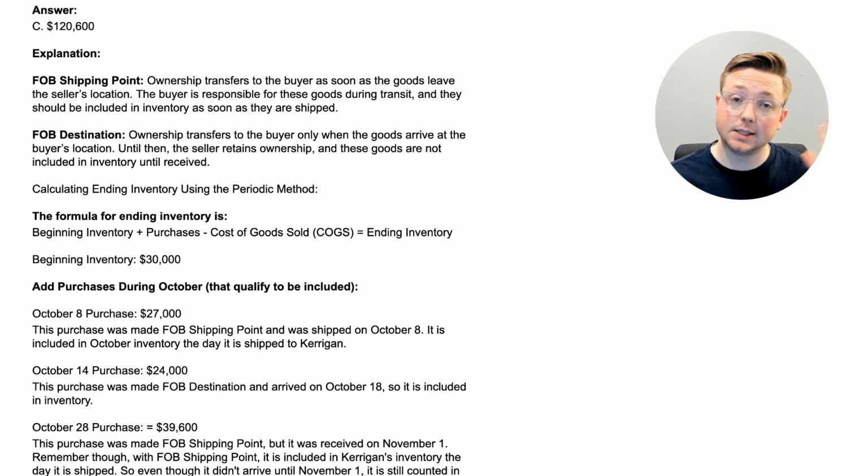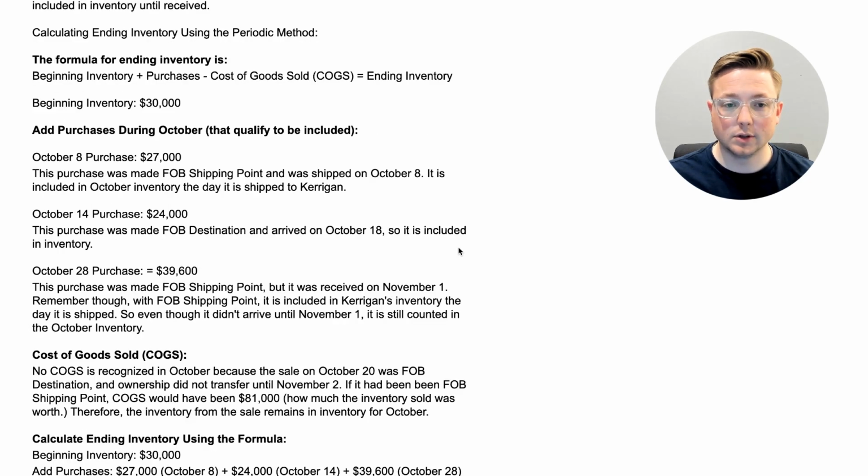FOB destination is the opposite. Ownership transfers to the buyer only when the goods arrive at the buyer's location. So the seller is in charge of them all the way up until they arrive at the customer. So these are the two sides. FOB shipping point, ownership transfers as soon as it's shipped. FOB destination, ownership doesn't transfer until it arrives at the location. So now that we know how that works, let's go down a little bit further to do the calculations.